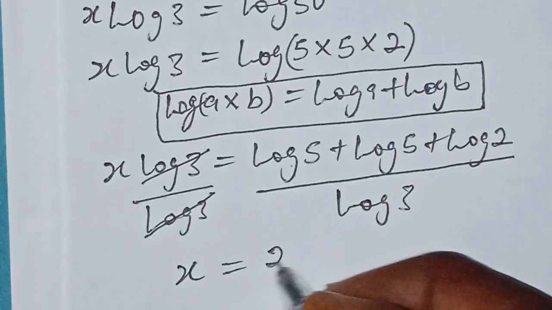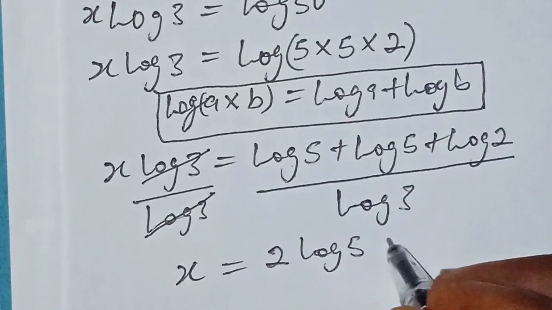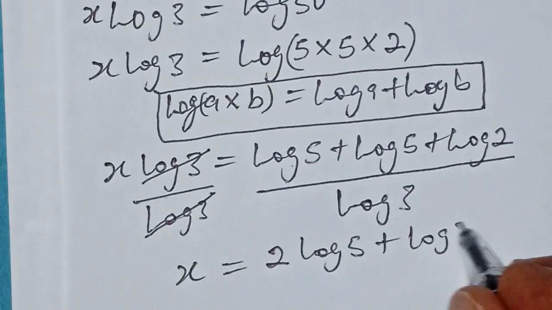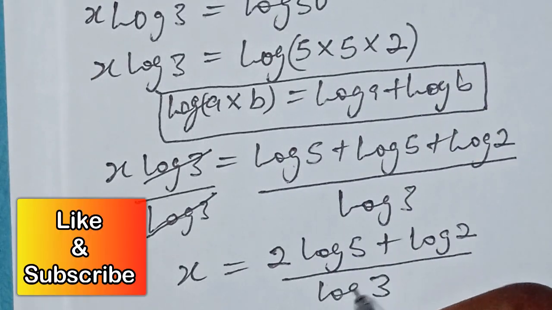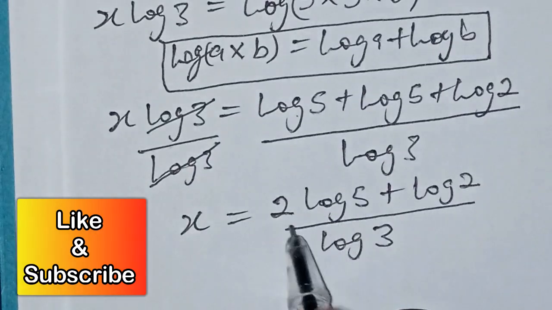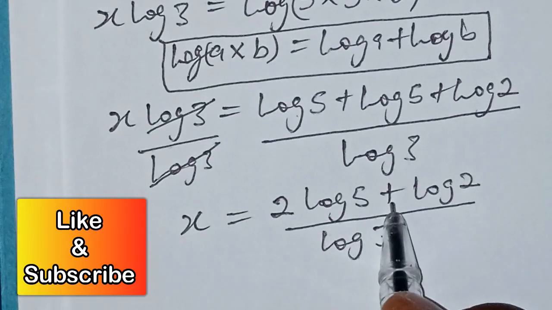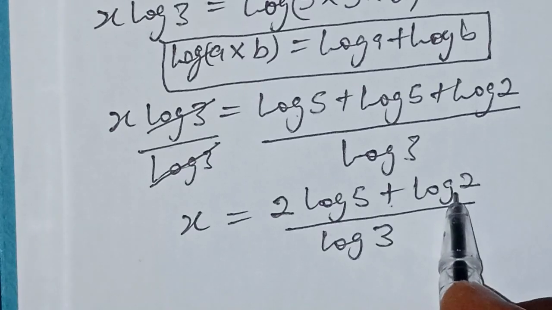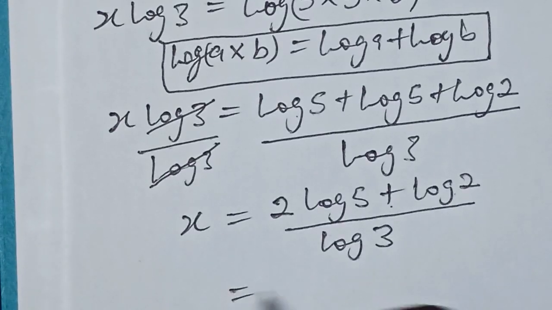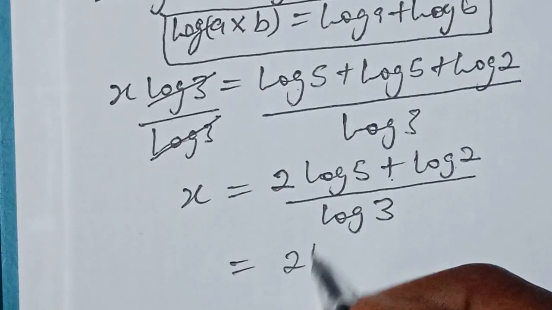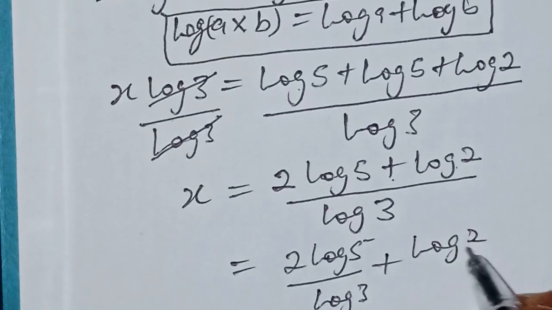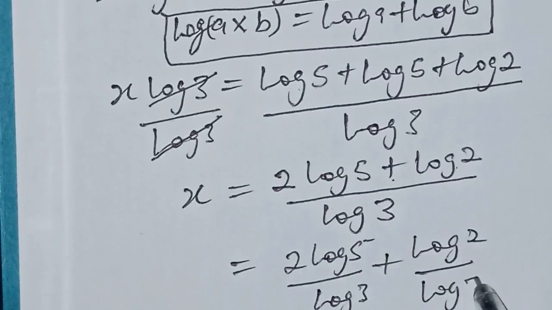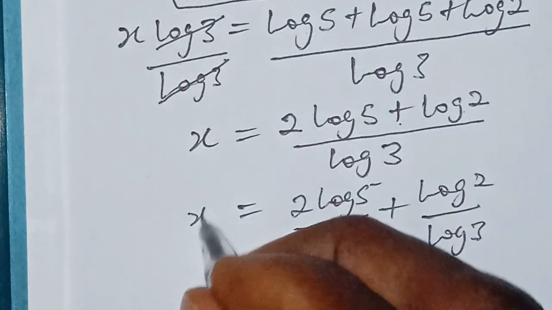So we can write that as 2 log 5 plus log 2 over log 3. Okay, 2 log 5 plus log 2 over log 3. And we can also write this as 2 log 5 over log 3 plus log 2 over log 3, which is the value of x.